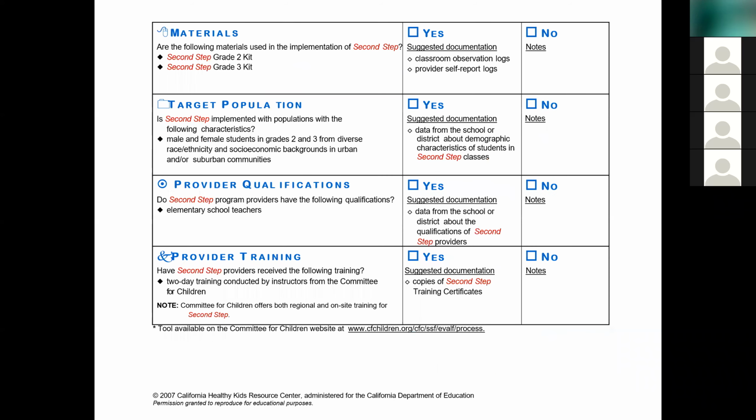All right, now let's look at materials. Again, what are those materials that you need to implement your program? Are they being used? And I think that piece can be very important, because that's one of the places you might begin to see drift, is that providers feel like they have the curriculum memorized enough that maybe they don't use the program manual anymore. That may or may not be a good thing, because maybe their memory doesn't serve them properly.